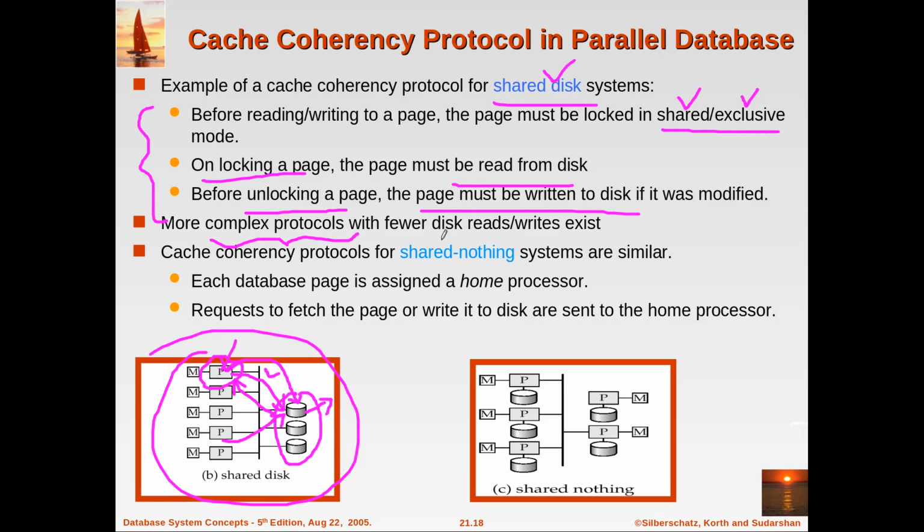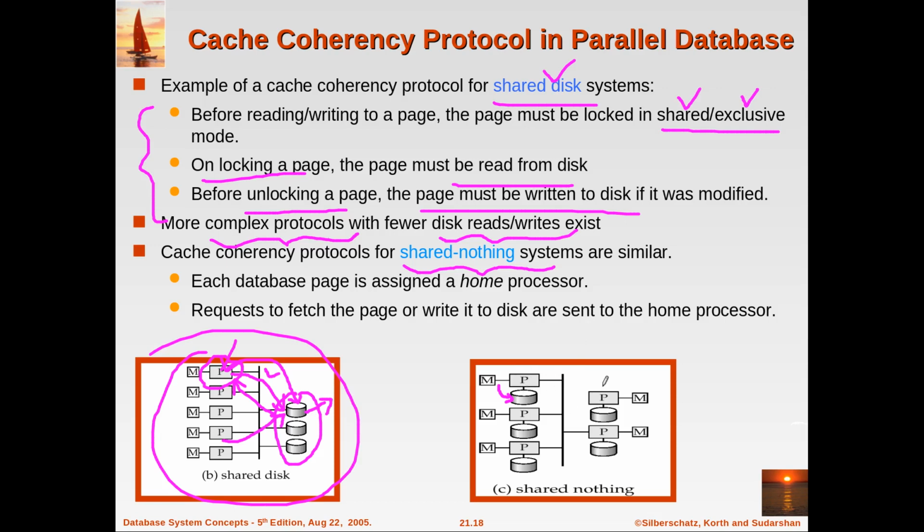When the protocols are complex, that requires only a few database disk reads as well as database writes. Now, as I have already mentioned, the cache coherency protocol for a shared nothing system is also similar. Here, each database page is assigned to a home processor. So this disk will have its own page with the same processor. So this is the home processor. For example, this is the home processor which has access to the database page that is located in the same machine. Now, requests to fetch the page or write to a disk are sent to the home processor.